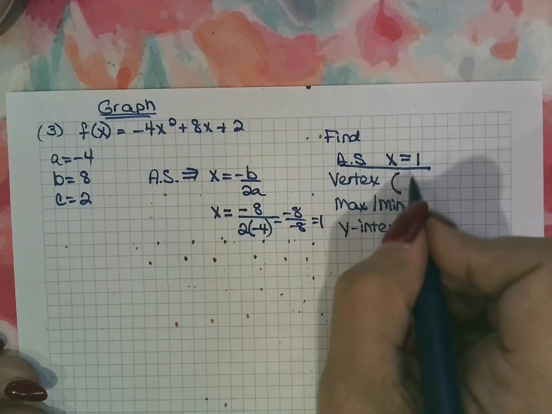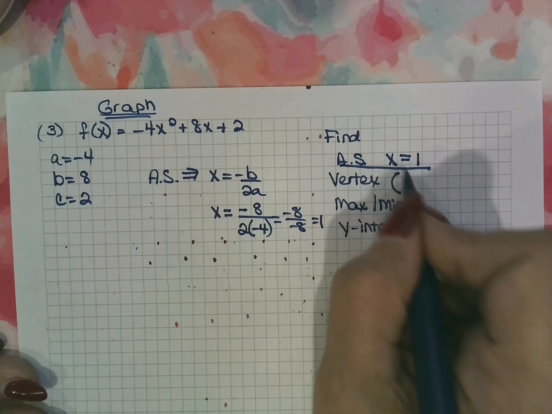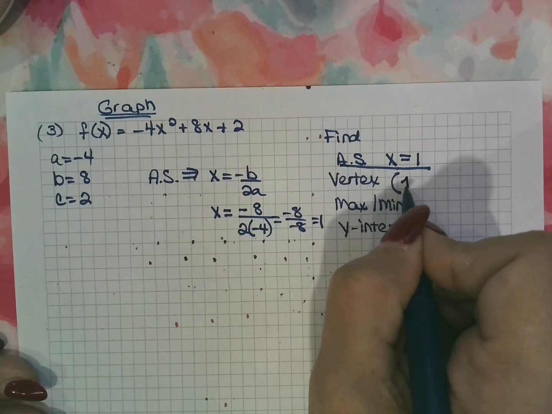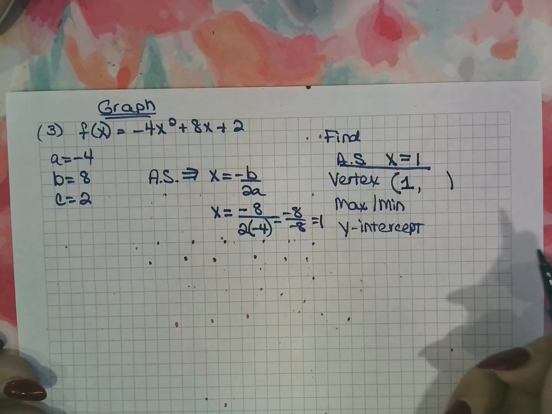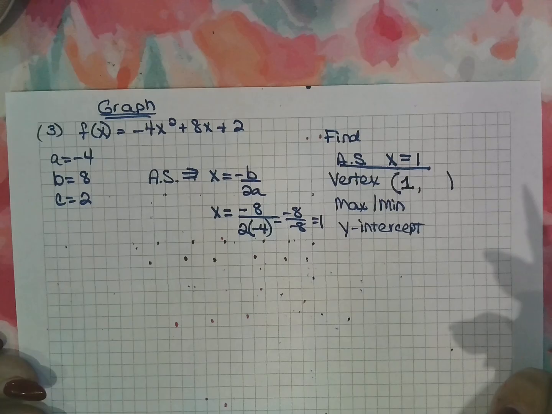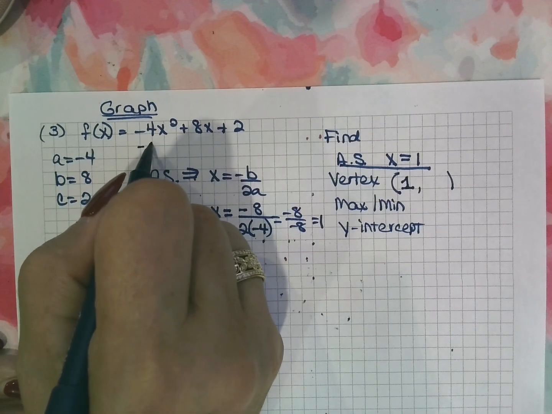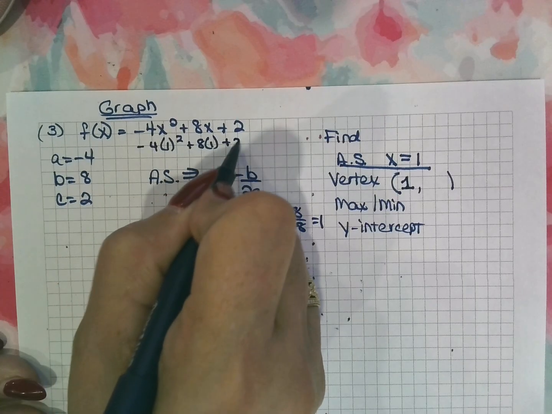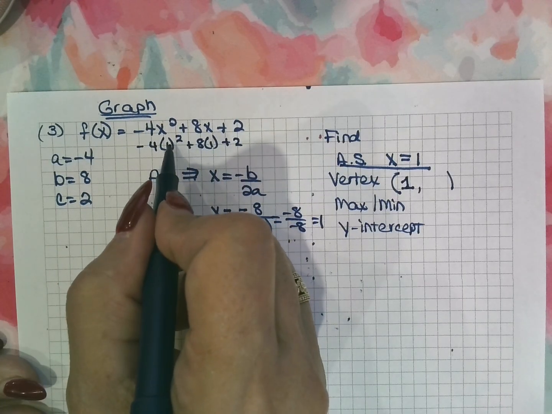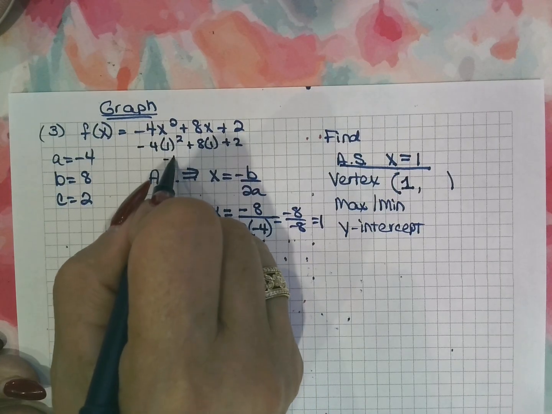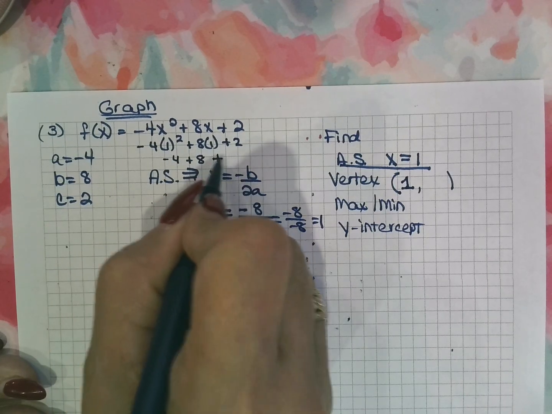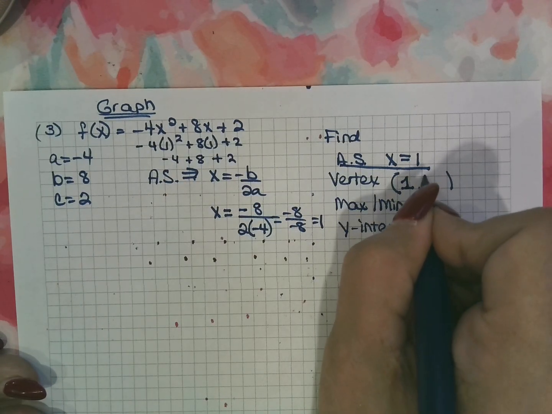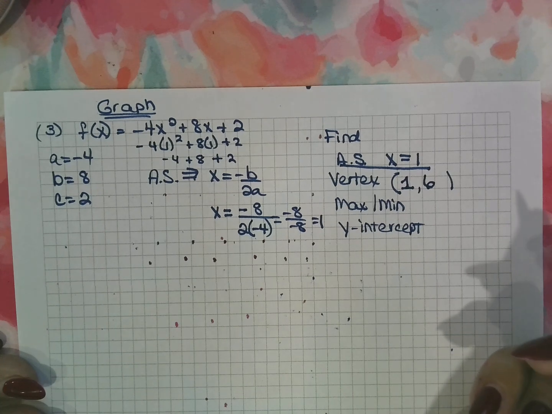The vertex, therefore, is going to have the same x-coordinate as the axis of symmetry. Since the vertex is on the axis of symmetry, the vertex has to have an x-coordinate of 1. We're going to plug it in here, and we have negative 4 times 1 squared plus 8 times 1 plus 2. Order of operations, 1 squared is 1, 1 times negative 4 plus 8 plus 2, negative 4 plus 8 is 4, 4 plus 2 is 6. So my vertex is at 1, 6.